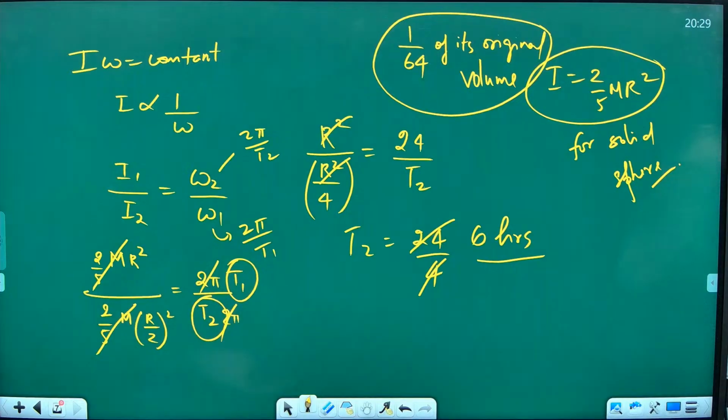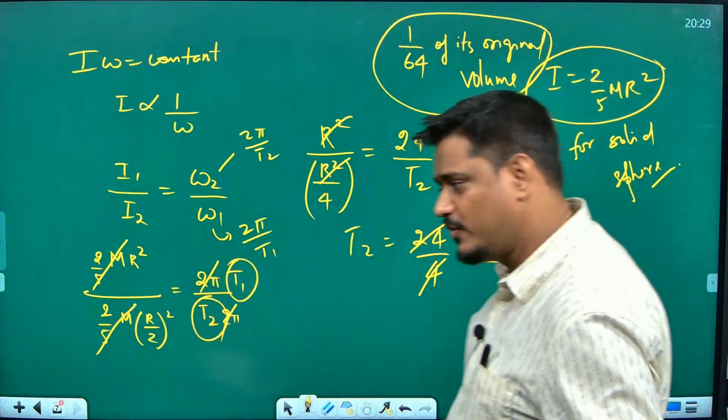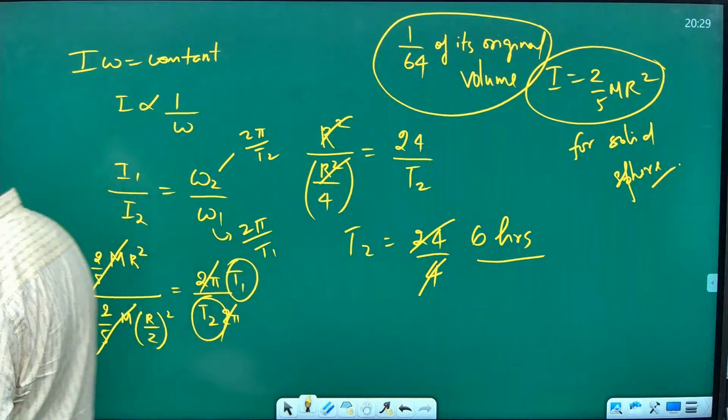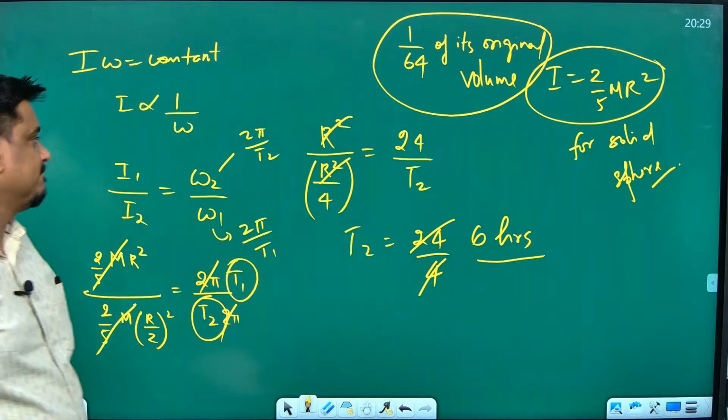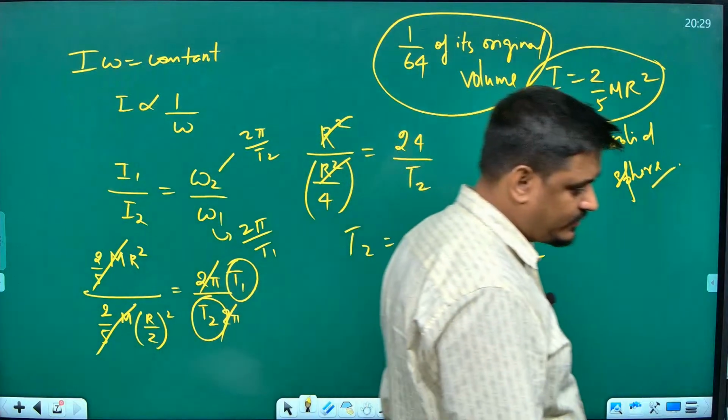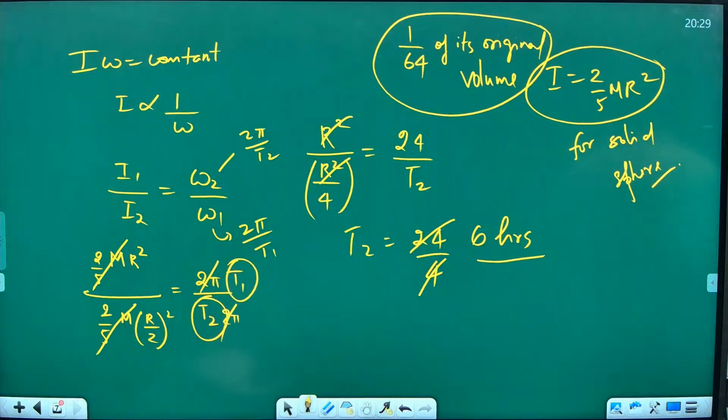Very similar question. Just volume is given here to give you an idea about radius. Give a try.